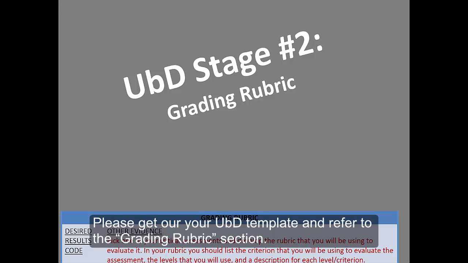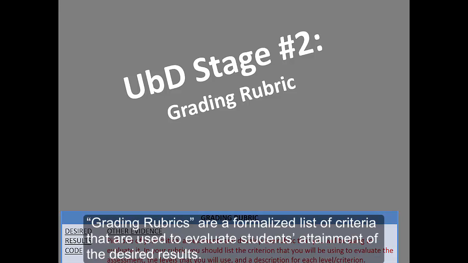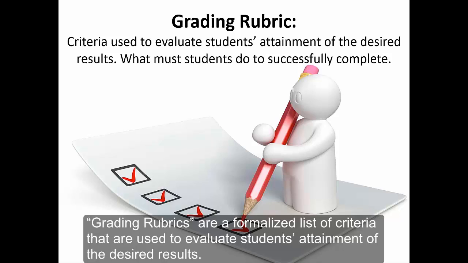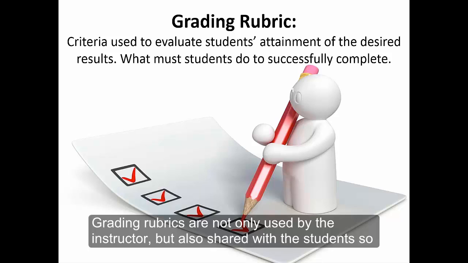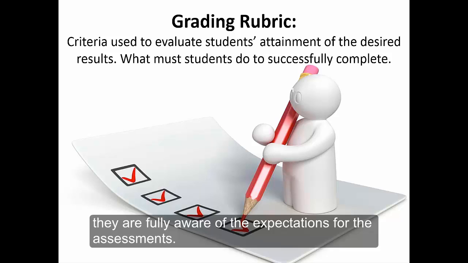Please get out your UbD rubric and refer to the grading rubric section. Grading rubrics are a formalized list of criteria that are used to evaluate students' attainment of the desired results. Grading rubrics are not only used by the instructor, but they're also shared with students so that they are fully aware of the expectations for the assessments.